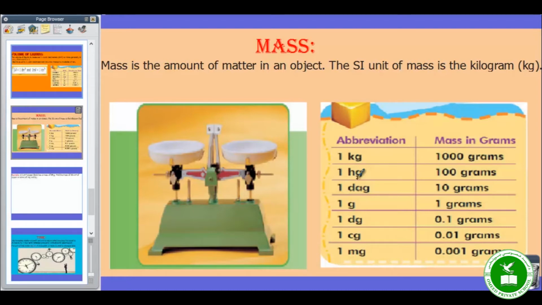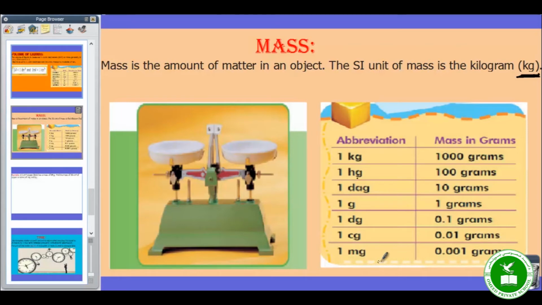But all these are not the SI unit of mass. The SI unit of mass is kilogram only. We should remember that the SI unit of mass is kilogram. You see here gram, decagram, hectogram, and kilogram. Kilogram means 1000 grams. Hectogram means 100 grams. Decagram means 10 grams. Now the very small units here: decigram is 0.1 gram, centigram is 0.01 gram, and milligram is 0.001 gram.